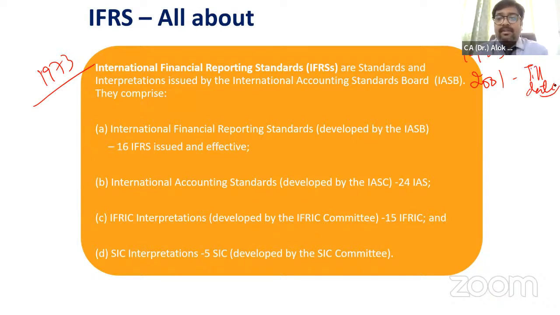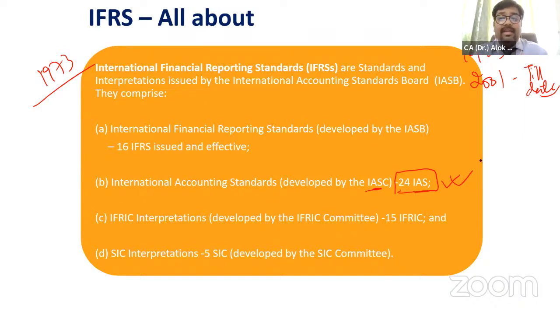In 1973, there was a committee known as International Accounting Standard Committee, IASC. It was formed in 1973 with an agenda to issue global standards, right? And this committee has issued 41 international accounting standards. The name was International Accounting Standard, IAS, 41 IAS. But so far, only 24 international accounting standards are live.